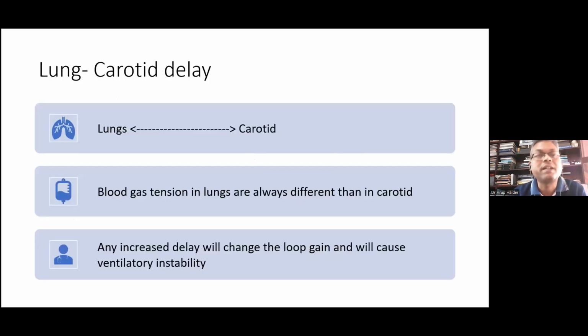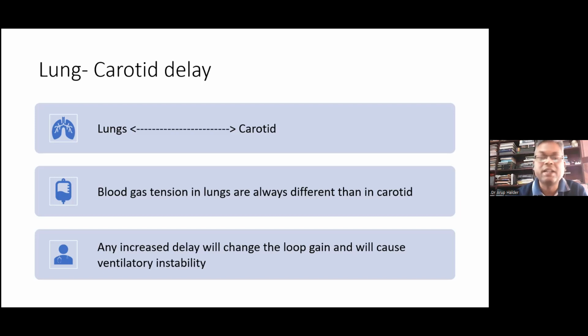And then what is a lung carotid delay? Lung carotid delay means the blood gas tension in the lung is not immediately reflected in the carotid, because the sensors which sense the carbon dioxide tension in the blood, or the oxygen tension, or the metabolic parameters, are not located in the lung. They are located in the carotid arteries or the aortic bodies. That is a different site from the lung, and it takes some time for the blood to go from the lungs to those sensors.